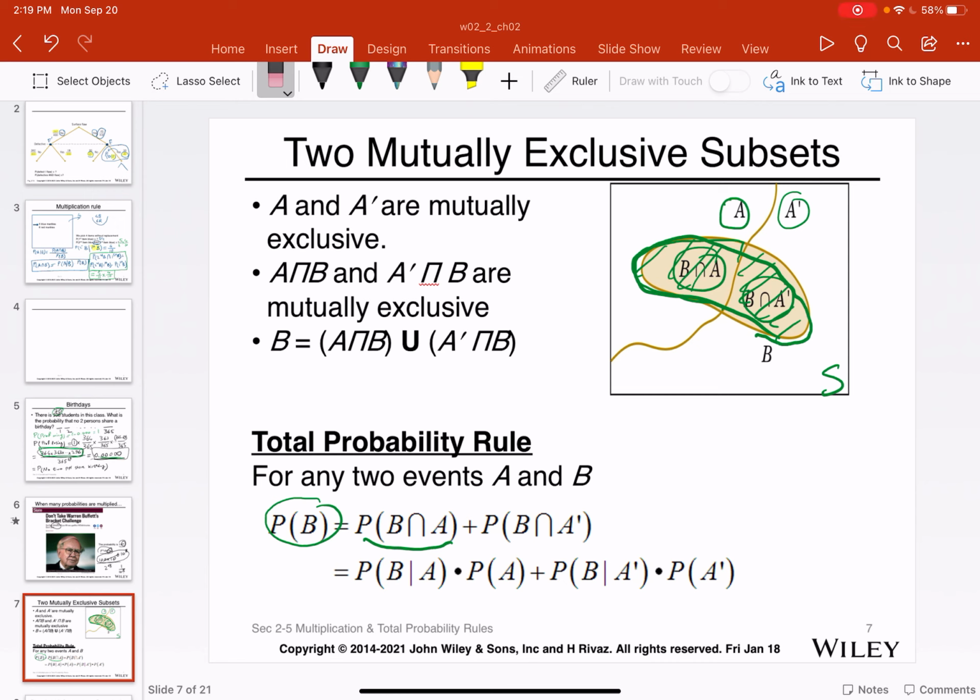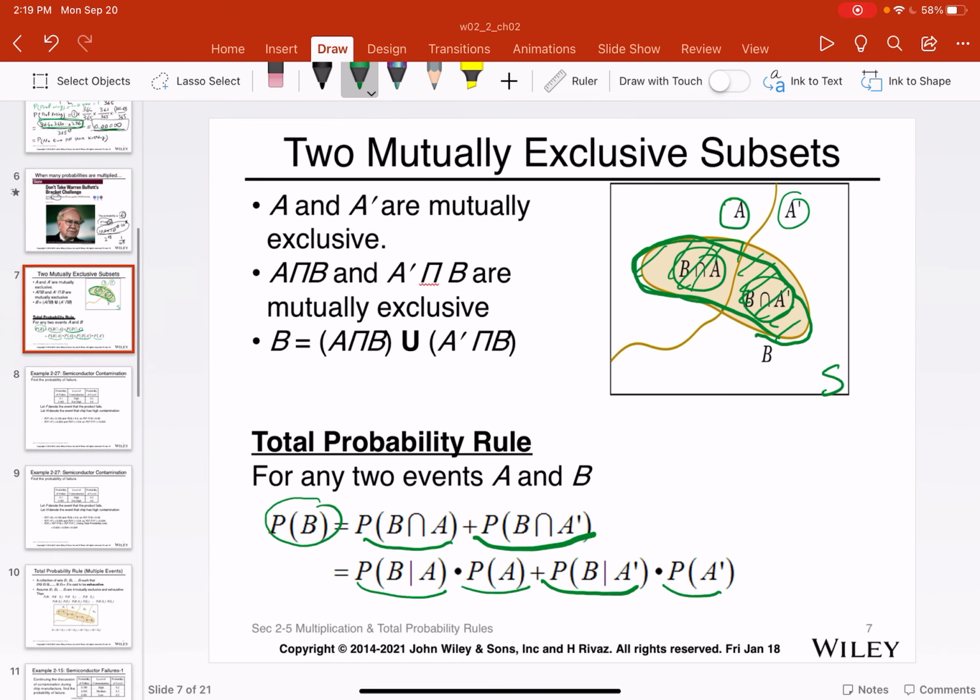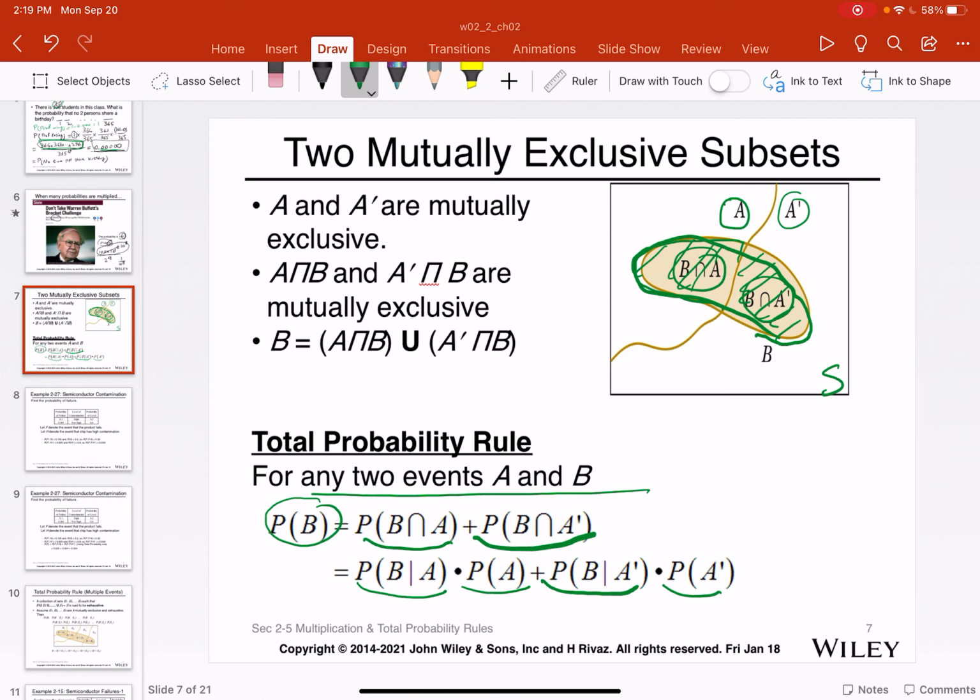And then from the previous slide, from the definition of conditional probability, the probability of B intersection A is B given A times P of A, and the probability of B intersection A prime is B given A prime times P of A prime. This is a very, very important equation, and we will use it a lot, not just for the course but in your life. When you break down problems, you often say, either A happens or A prime, then I add the probabilities.